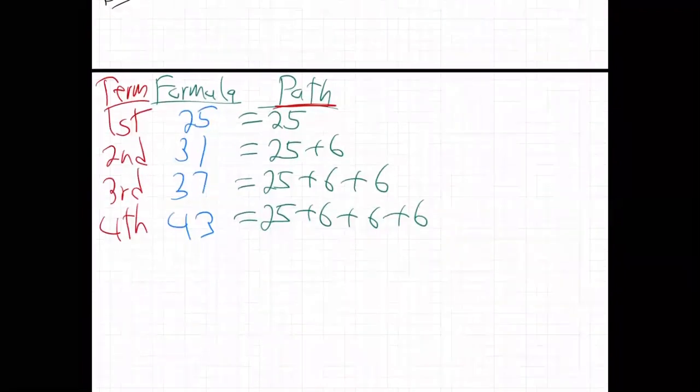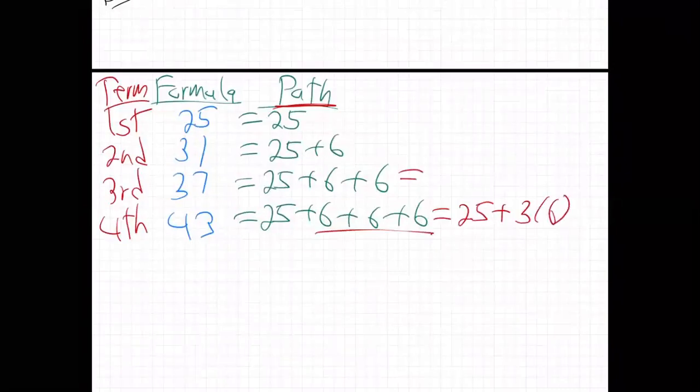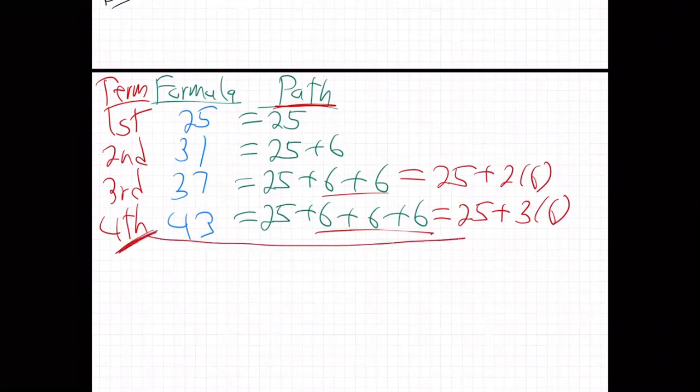And so this is what? 3 6s. So it's 25 plus 3 times 6. And this one is 2 6s. So it's 25 plus 2 times 6, etc. So you take the term number and you subtract 1, don't you? Like usual. Term number, subtract 1.